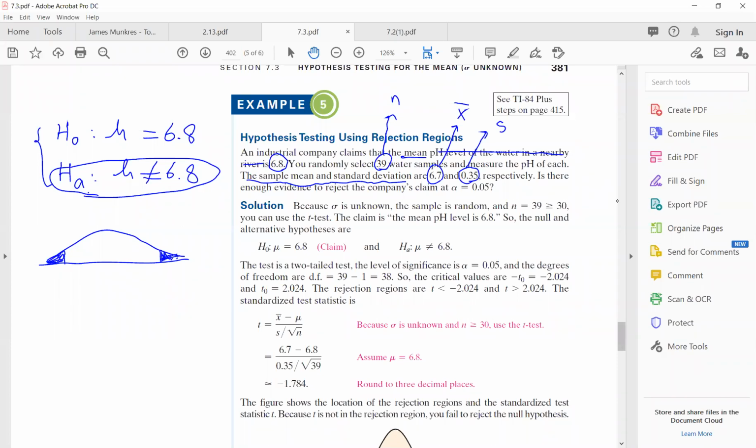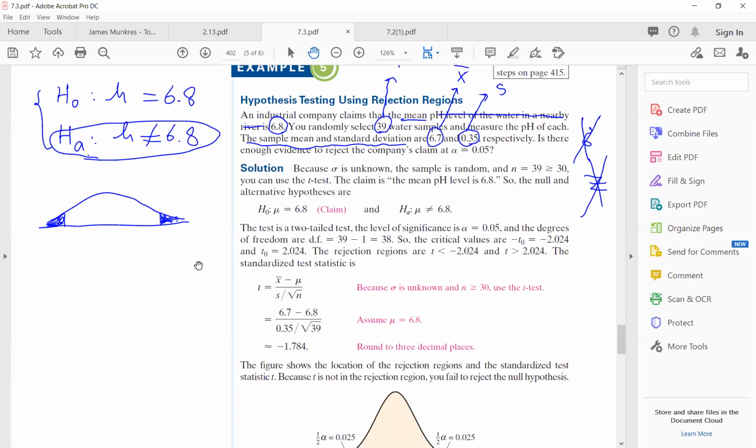Very well. Since sigma is not given, we're not using Z. We're going to use the T table. We formed our null and alternative hypothesis. We know that we have a two-tailed graph. Our job is to find the critical values. Degrees of freedom is equal to 38. Now we look at our T table. Degrees of freedom, 38. And we have a two-tailed graph. So alpha is 5% and it is two-tailed.